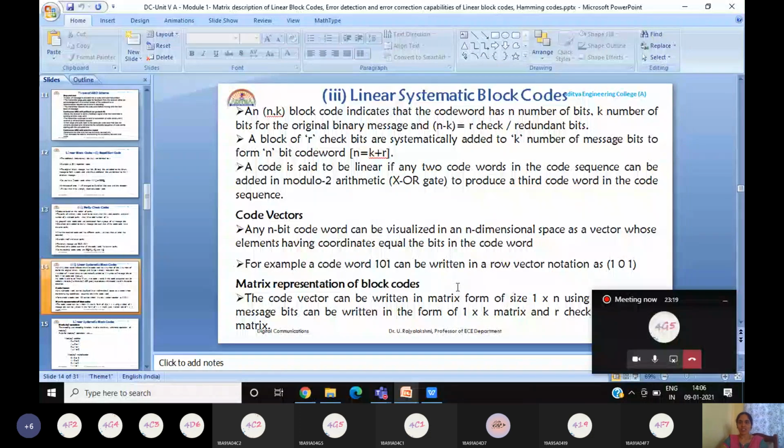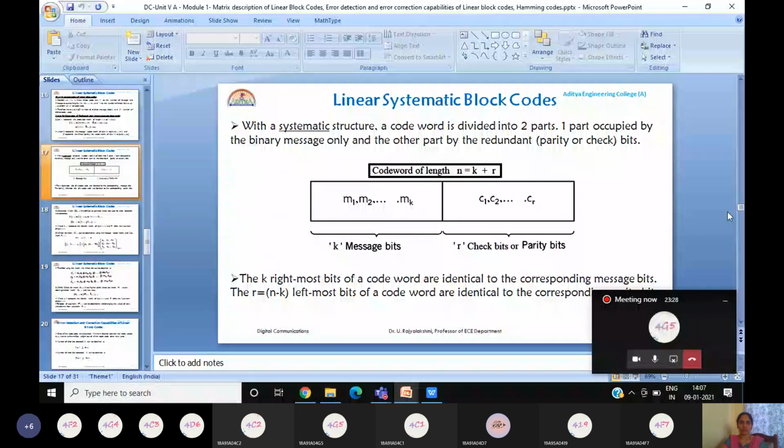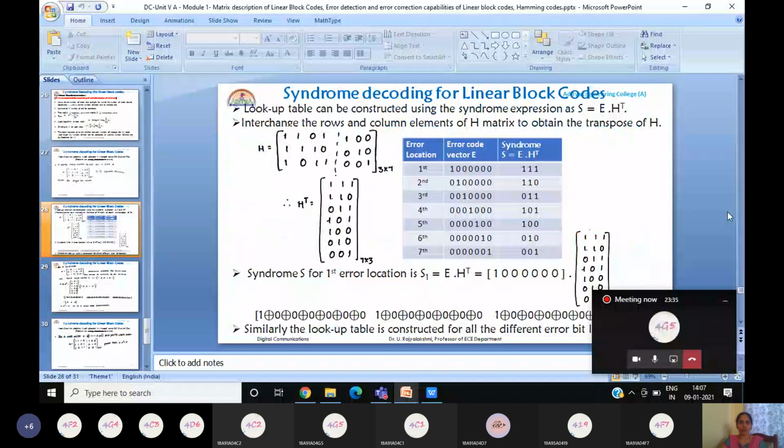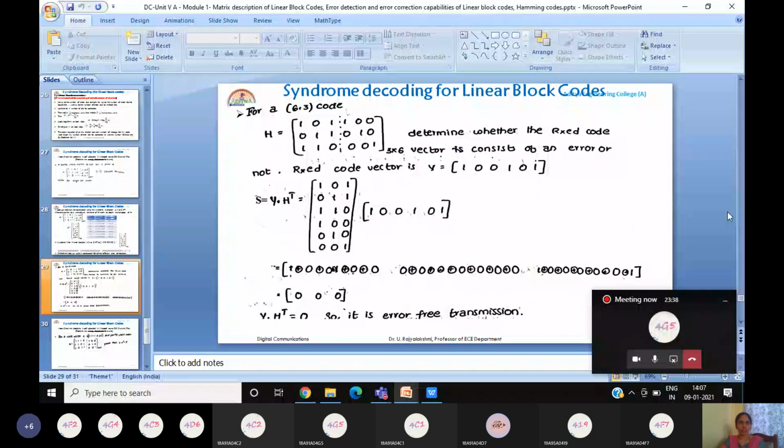In the last class, we discussed the concept of linear block codes, the matrix description, as well as some of the problems we discussed. And coming to the syndrome decoding, I wanted to tell you one model of problem. And then we can go through the second module, that's regarding the cyclic codes.